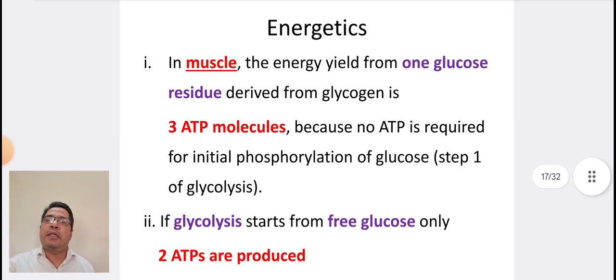Coming to the energetics. In muscle, the energy yield from one glucose residue derived from glycogen is 3 ATP molecules, because no ATP is required for initial phosphorylation of glucose. If glycolysis starts from free glucose, then only 2 ATPs are produced.